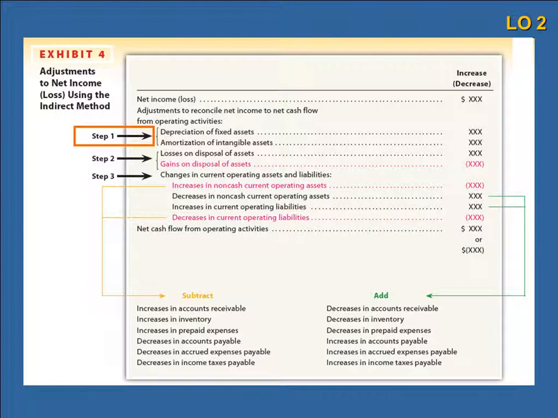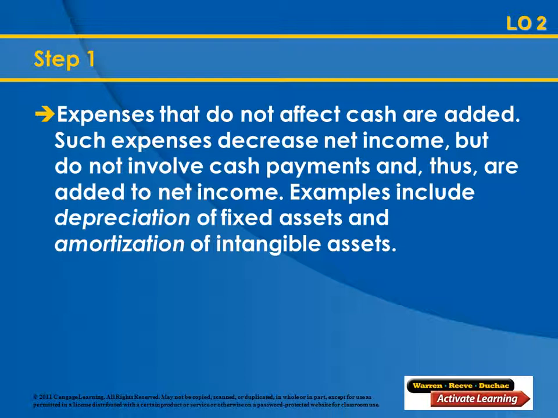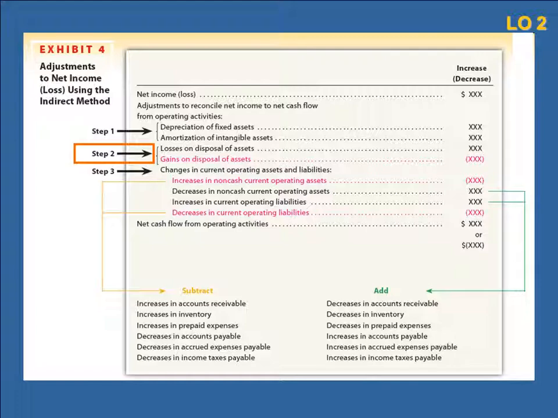So you're going to start with your net income. That's the first thing. And then you're going to adjust for certain things. Step 1 is highlighted. Depreciation and amortization are always added. If it is in black, you are going to add it. Depreciation, amortization, always added. Step 2: losses will be added, gains will be subtracted. So it's almost like a backwards way of thinking. Losses added, gains subtracted.